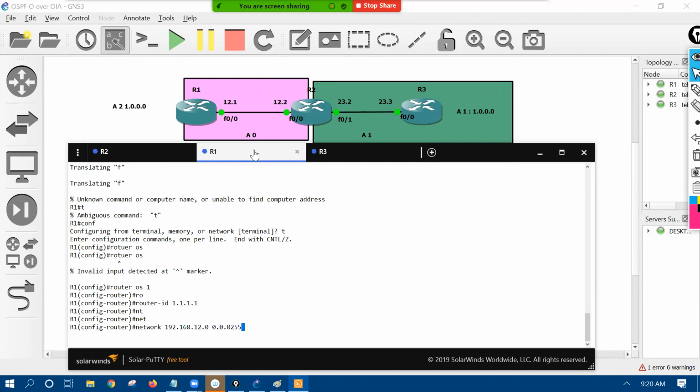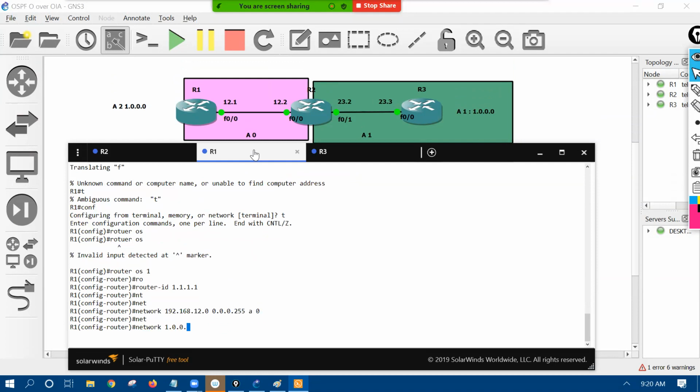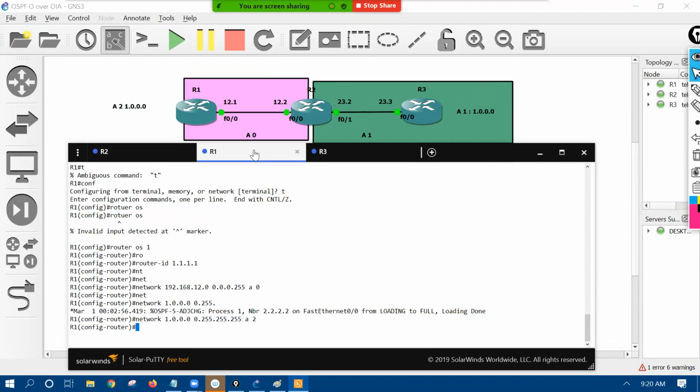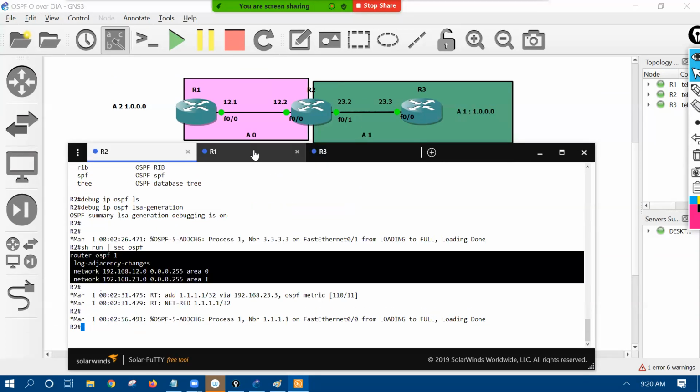12.0, area 0, network, area 2. Done. Let's come back to the R2 now.